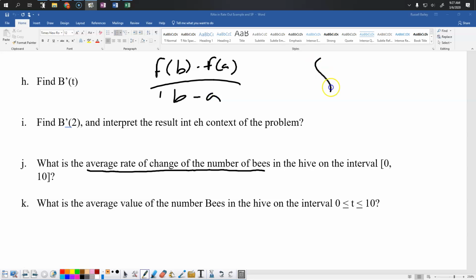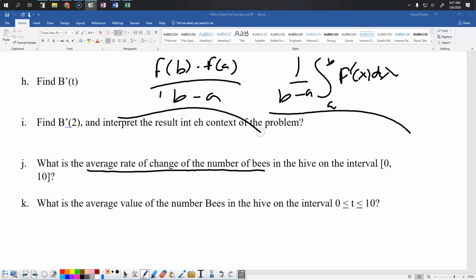Average value is this. Remember that? This is the average y value. This is the average slope. Okay, so what are they asking for? Average value or average rate of change?